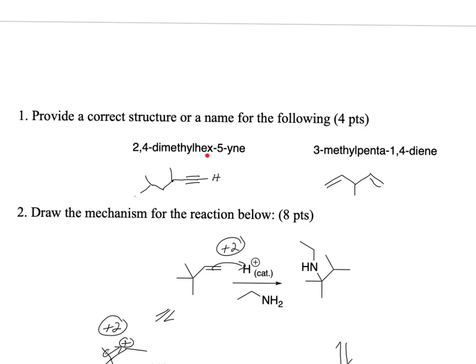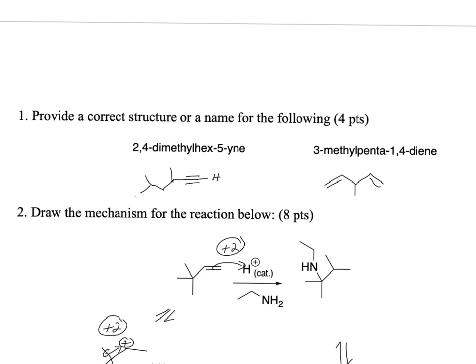Hex means 6. So 1, 2, 3, 4, 5, 6. So you got there, 5 ene, right? So 1, 2, 3, 4, 5 ene, 2, 4 dimethyl. And the biggest thing to remember too is to have your bond angles be correct.